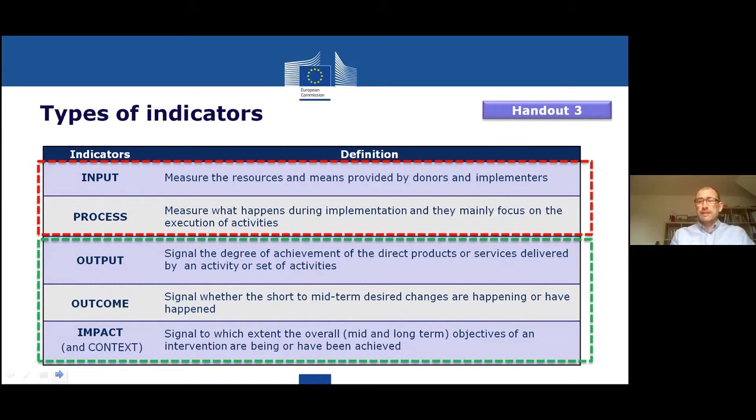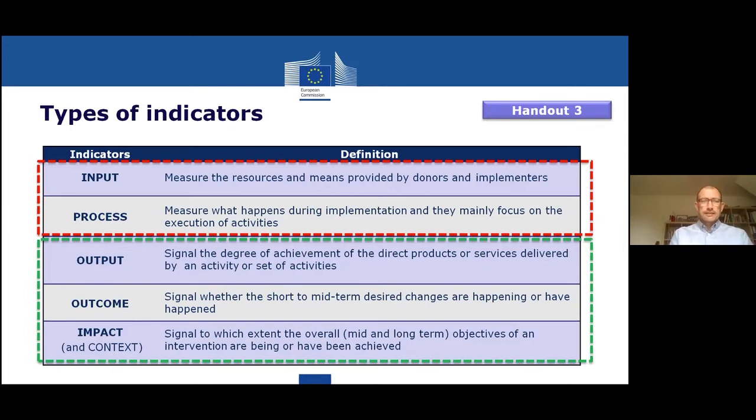These are all different types of indicators, and each indicator tracks a particular process or result or phenomenon, as we would say, to action, which is relevant to our intervention. So the input indicator measures the resources and means provided by donors and implementing parties. So that basically is like the amount of funds which have been made available, the amount of funds which have been contracted, and dispersed. So this tracks what's going on with the resources that we've got. And it doesn't tell us much more than that. It's useful if you want to know whether the funds are flowing as you would expect, but it doesn't tell you much more than that.